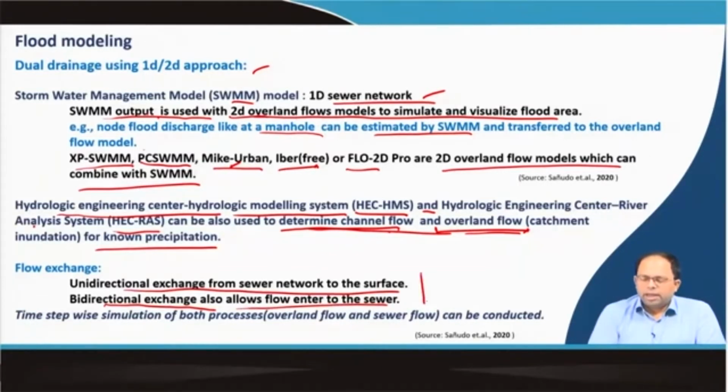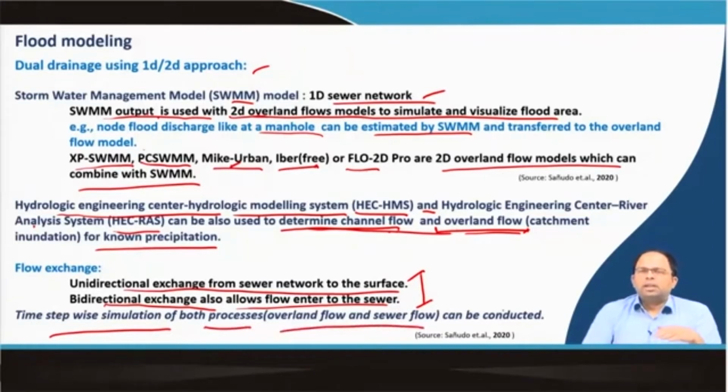Now, how can we model that? To model this, we need to do a time stepwise simulation where both the processes, overland flow and sewer flow, can be conducted. That means, first we compute the values for the sewer flow. Based on that, flooding is generated at certain nodes, and then from there we calculate the overland flow. Some amount of water gets back into the sewer, and that again contributes to the flow in the sewer. So, we can do it at multiple time intervals to see what the effects are. That is how some people have also modeled flooding in particular urban areas.